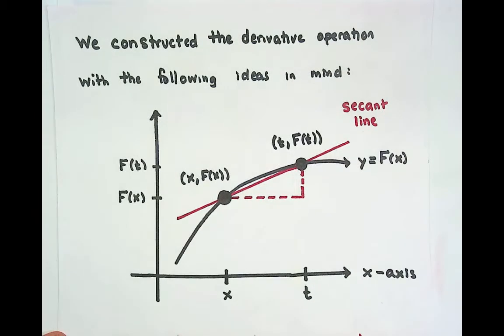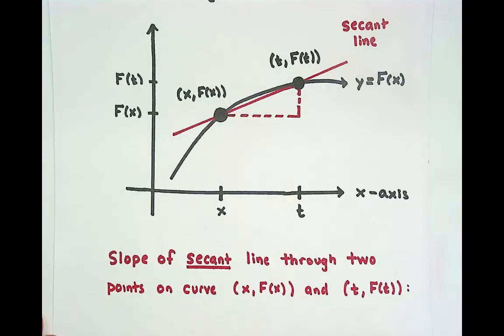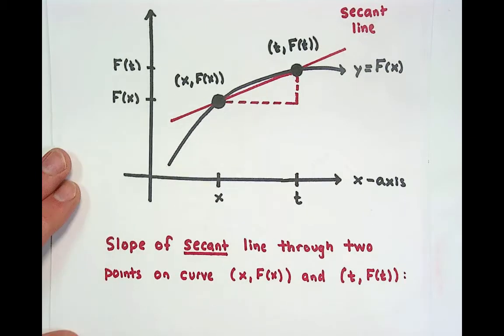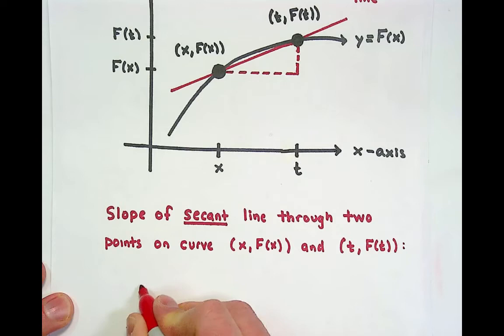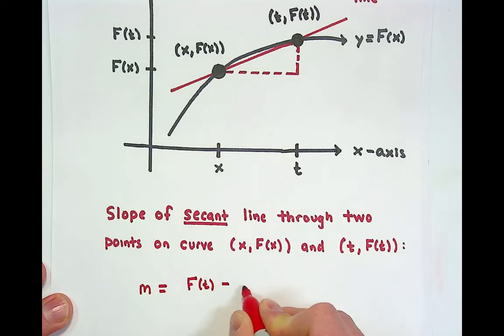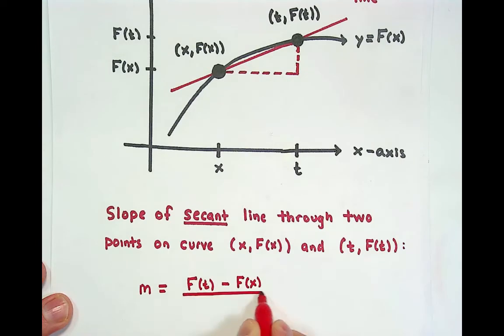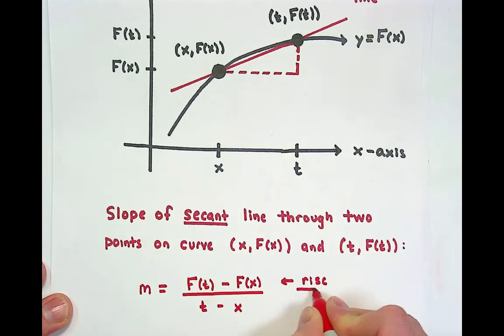We call a line going through 2 points on a graph a secant line. Because all lines have slopes, we said that we could measure the slope of the secant line through these 2 points using what we might call the slope formula, which was to say that we had the output of the second point minus the output of the first point, all divided by the input of the second point minus the first point. And then we said that this was the rise over the run.